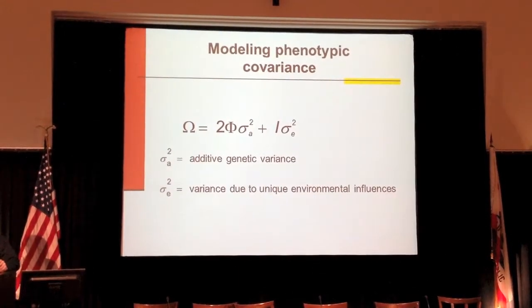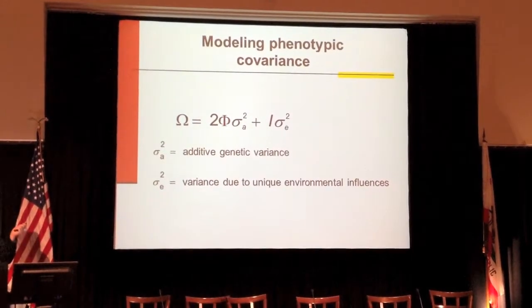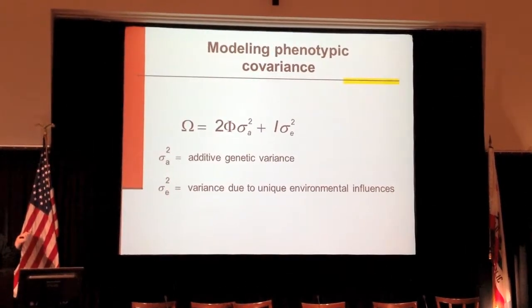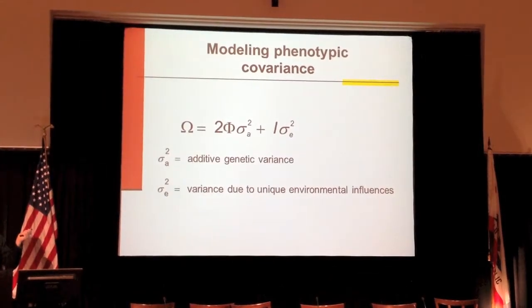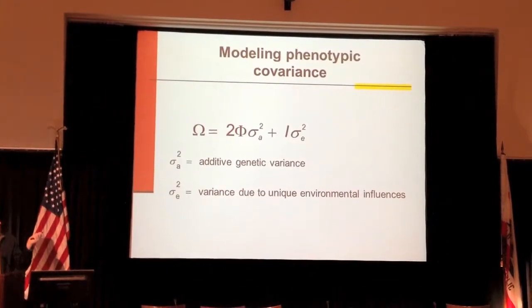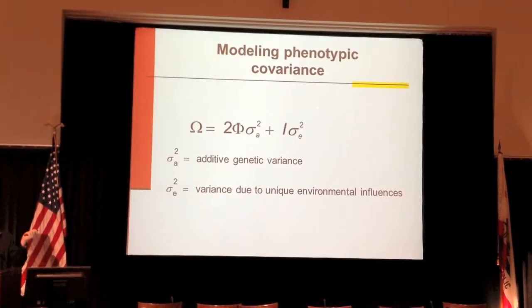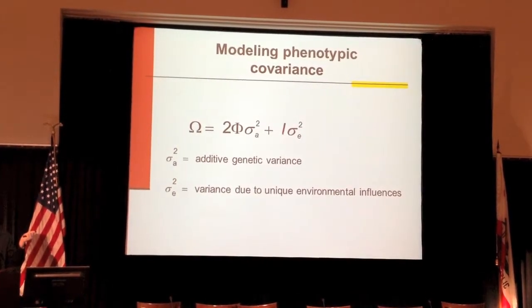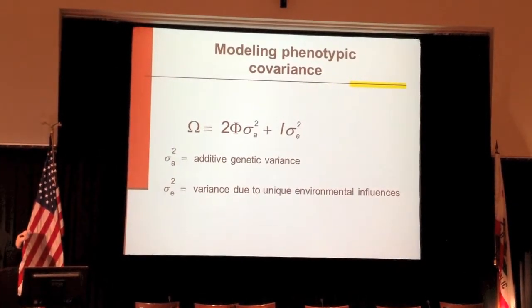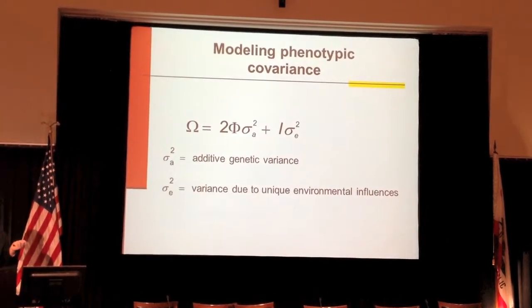And then, just like you do with GLM in an imaging study, you model the phenotypic covariance. And you model it by means of two important matrices: a matrix of phi and a matrix of I. Matrix of phi corresponds to the additive genetic variance, and matrix of I, which is actually a unit matrix, or matrix of just 0 and 1s, models the variance due to unique environmental influences.